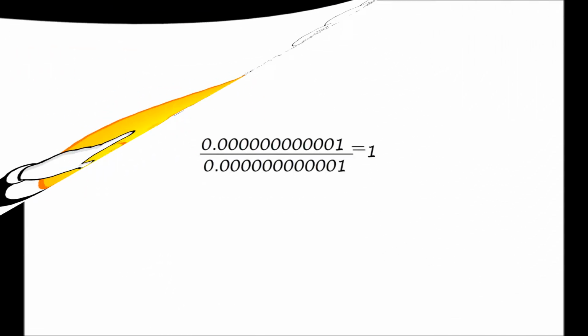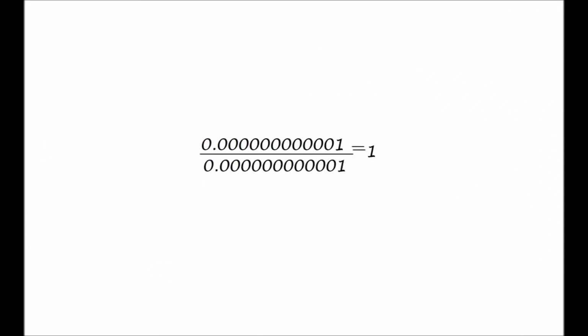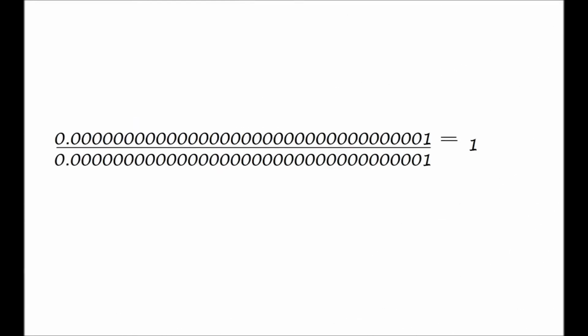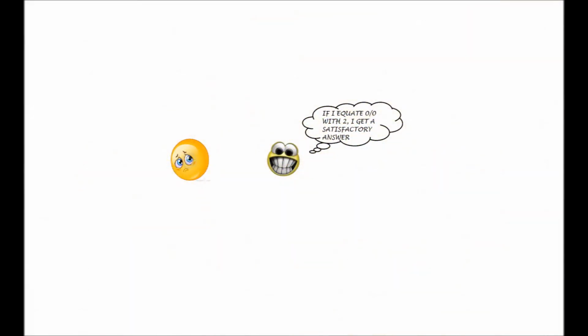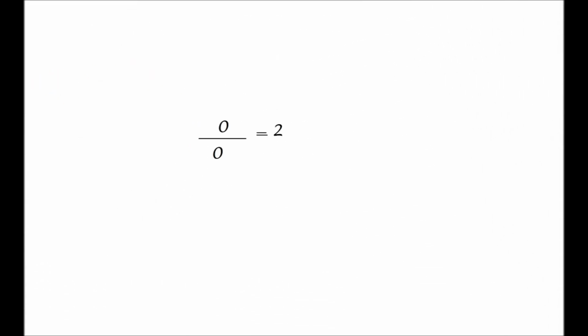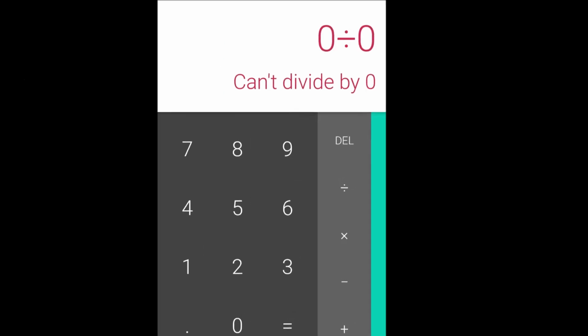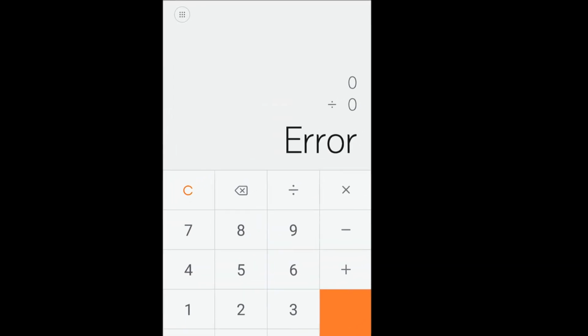When we divide something which is very small by itself, we receive 1. Similarly, when we divide something which is super close to 0 by itself, we will again receive 1. So 0 upon 0 should be 1. But wait, because if I equate 0 upon 0 with 2, I get a satisfactory answer, because 2 times 0 is equal to 0. My calculator gave up when I asked it this question.